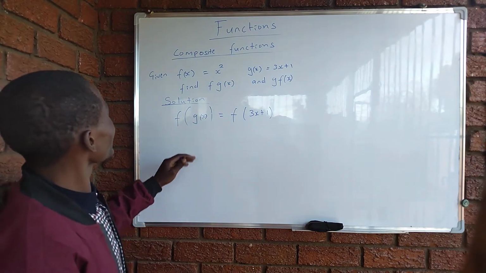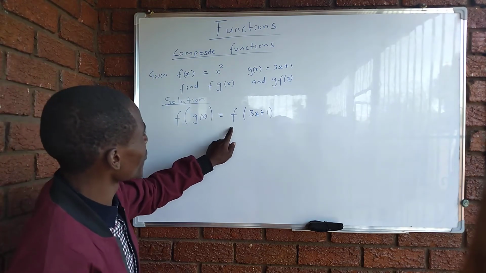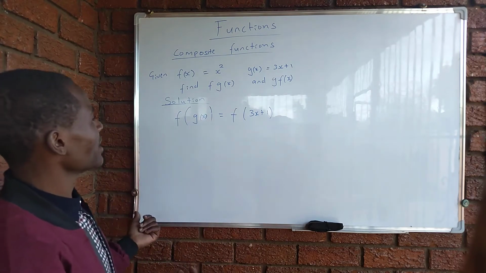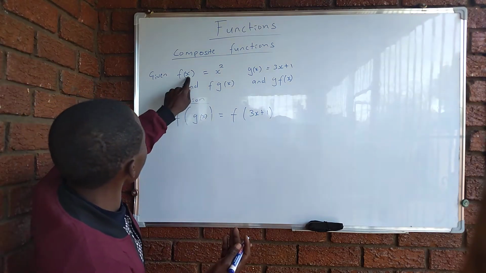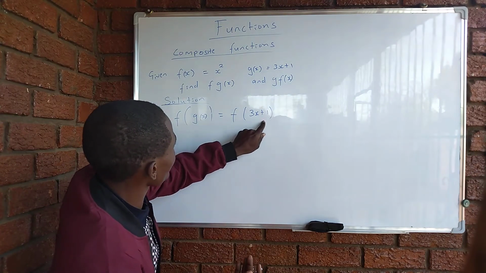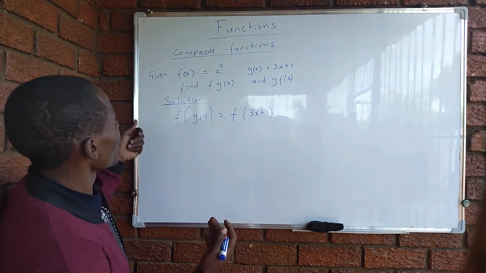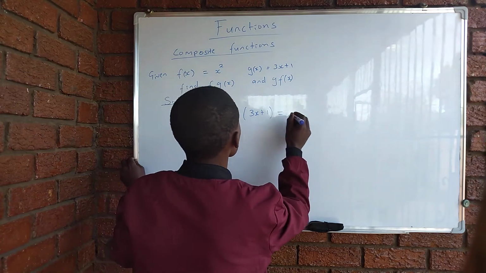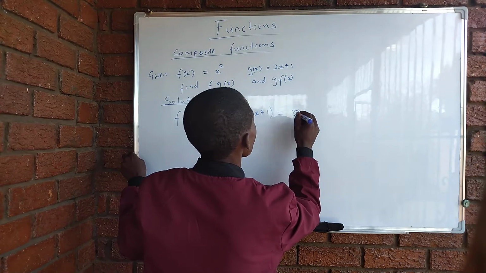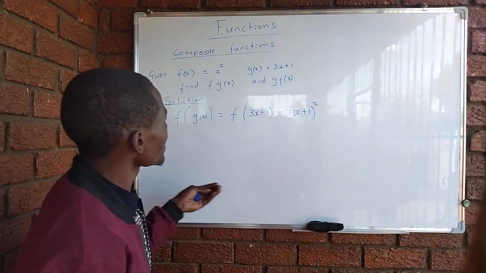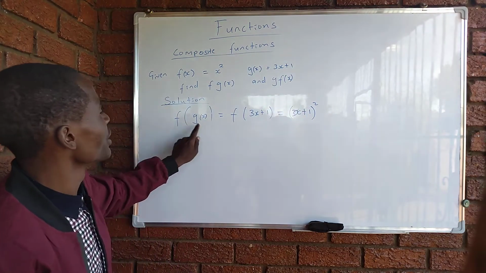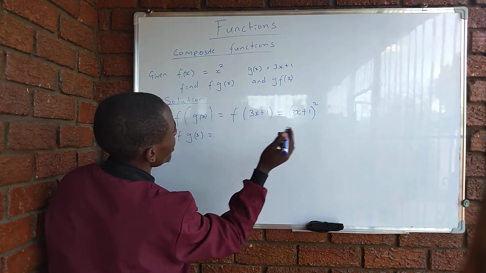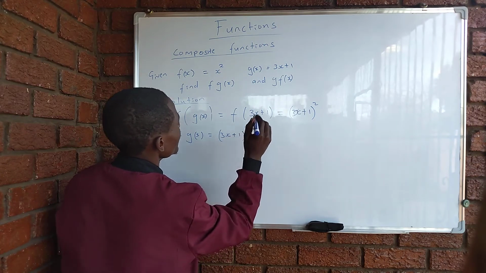So f of x is equal to x squared. Now we find f of 3x plus 1. So wherever there is x, we put 3x plus 1 in this case. So the equation really balances, which is equal to 3x plus 1 squared. So I'm finding f g of x. So f g of x is equal to 3x plus 1 squared, which we can expand as well. Simple, right?